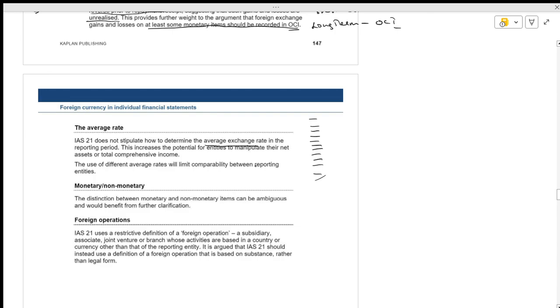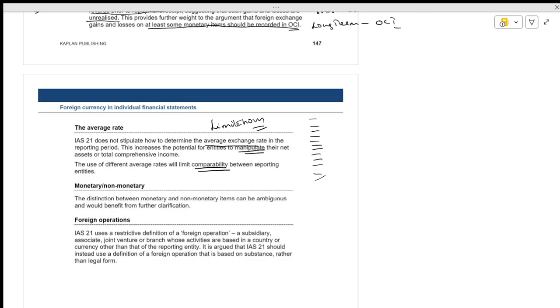I mean, they say that it does not stipulate how to determine the average exchange rate. This increases the potential of entities to manipulate the net assets. See, to what extent can we restrict this, is it right? This is one of the criticisms or limitations. The use of different rates will limit comparability. Definitely, prices are increasing. See, receivables, you are on the gaining side, payables you are on the losing side. So there should be inconsistency?